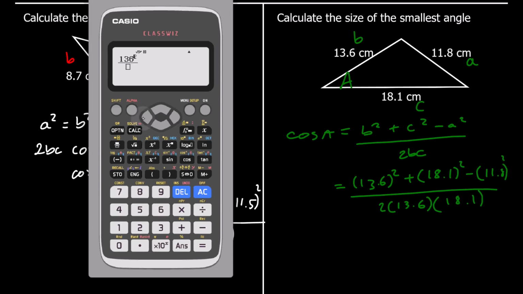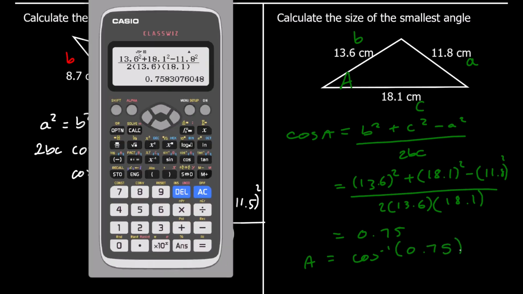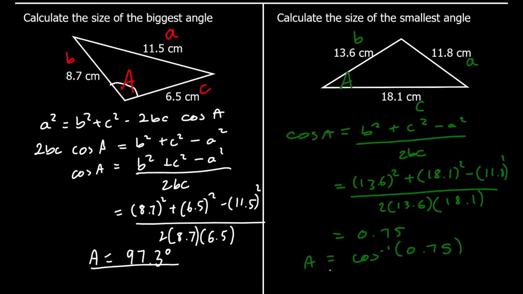13.6 squared plus 18.1 squared minus 11.8 squared over 2 times 13.6 times 18.1. So cos A is 0.75. A is shift cos 0.75, shift cos answer, and that's 40.7. So 40.7 degrees.